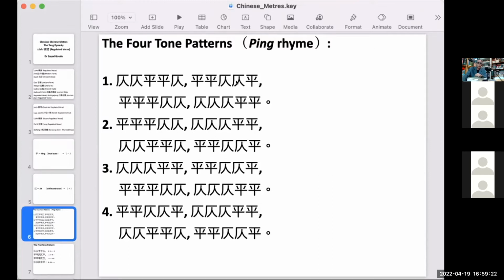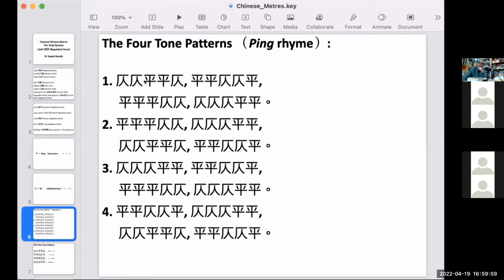If we want to know the rhyme, whether it's ping rhyme or ze rhyme, we have to look at the even lines, not at the odd lines, meaning it's not according to the first line and the third line and the fifth line. No, it's according to the second line, the fourth line, the sixth line, and so on. So for example, we take this pattern as Jueju. If it's more than that, if it's Lushi, if it's eight lines, the same pattern repeats.